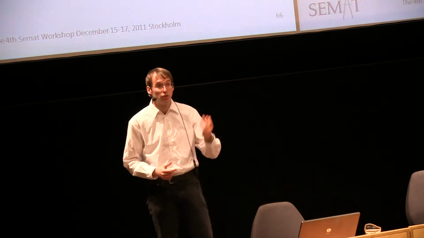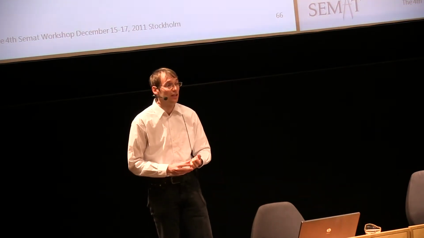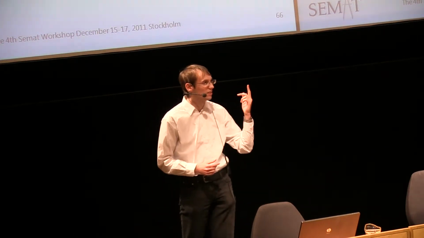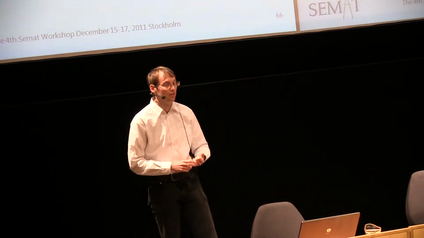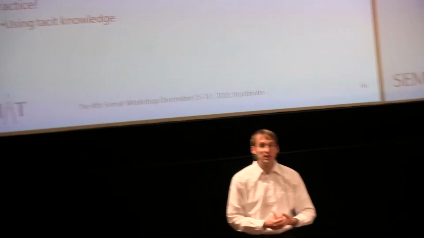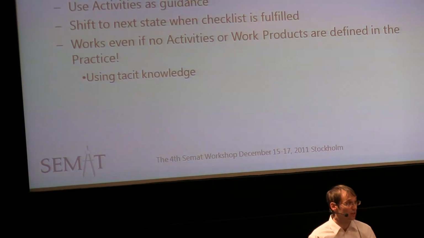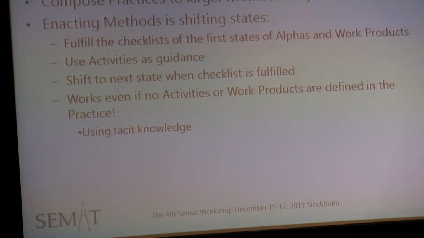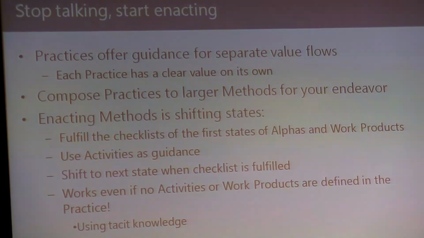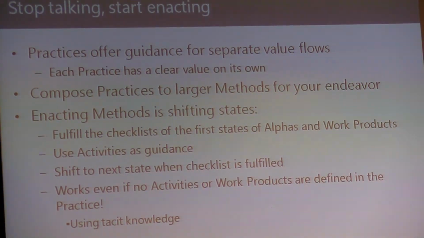And perhaps for this next one, well, this state is the completion criterion of some activity. Okay, that's guidance. This activity might be good to do now, because I can stop it if I've achieved this state. So I get this guidance, but it even works if I don't have activities, or if I don't even have work products. It's based on the alphas. Enactment is based on the alphas, and the other things may be tacit knowledge, but of course you can use them as guidance.